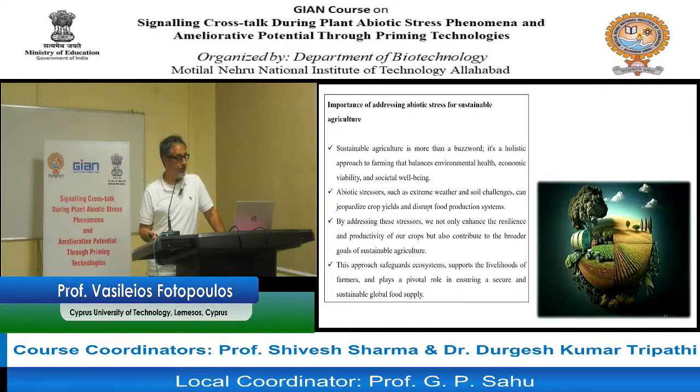So abiotic stressors can jeopardize crop yields and disrupt food production systems, which is important for the circular economy. And by addressing these stressors, we can help contribute to the broader goals of sustainable agriculture. So with this approach, we also make sure to safeguard the ecosystem at an agroecological level, because this is also important in addition to agricultural productivity, and ultimately leads to global food security and supply.